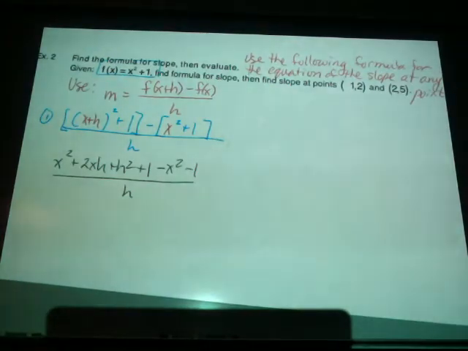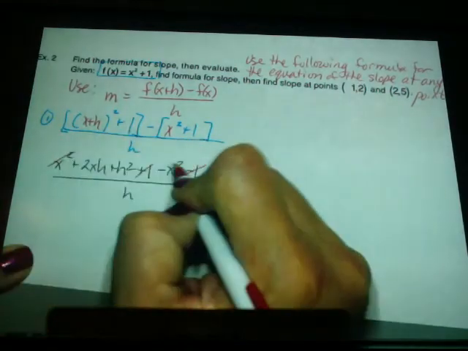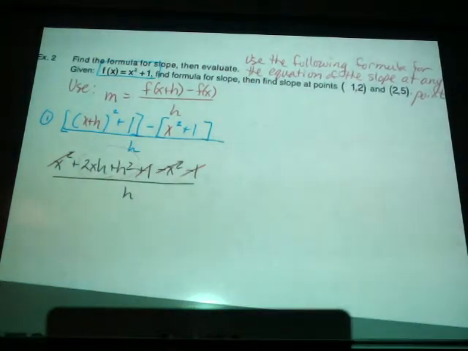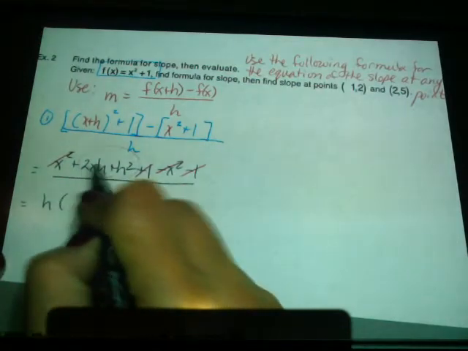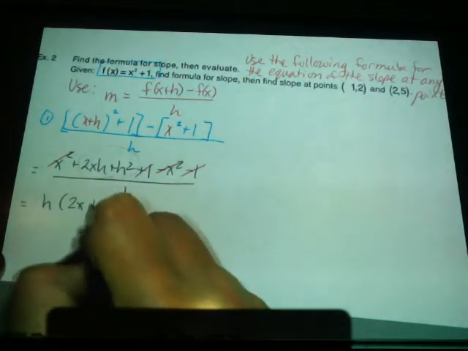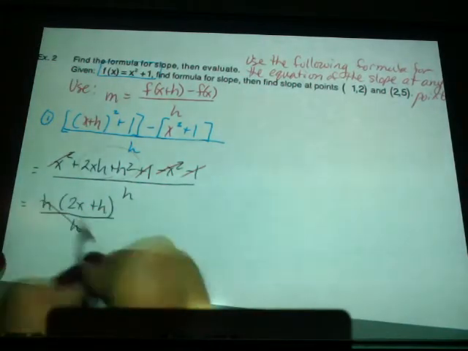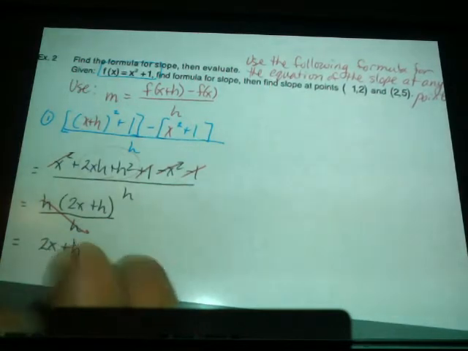Then start canceling out the things that you can cancel, so a positive 1 and a negative 1, x squared and negative x squared. That leaves me right here with 2xh plus h squared. So what can I do with that? Yep, factor out an h, 2x plus h all over h, and then the h's cancel. And I'm left with 2x plus h.